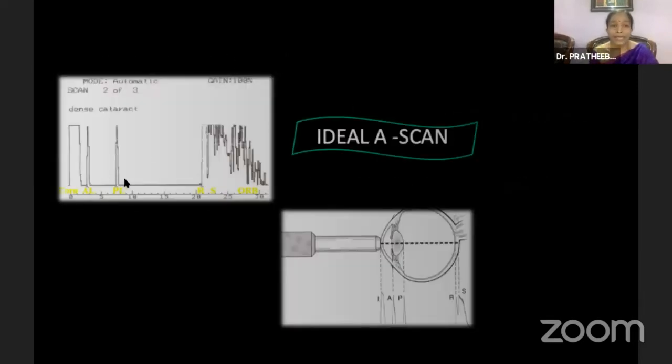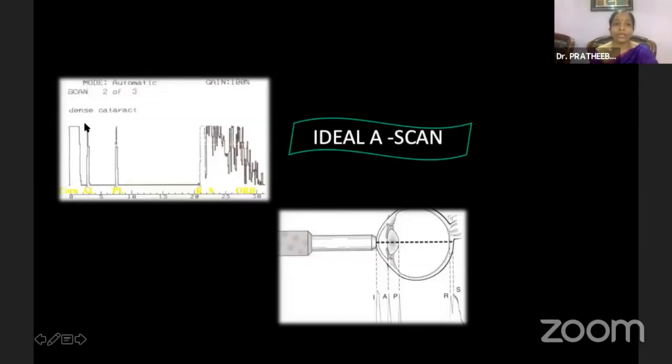So this is the ideal A scan. As we saw, there are various spikes which are caused by the reflection of the sound waves from various structures, and these spikes should be of good amplitude. The height should be good. It should not be blunt or variable among the structures. And we should also have good orbital spikes.